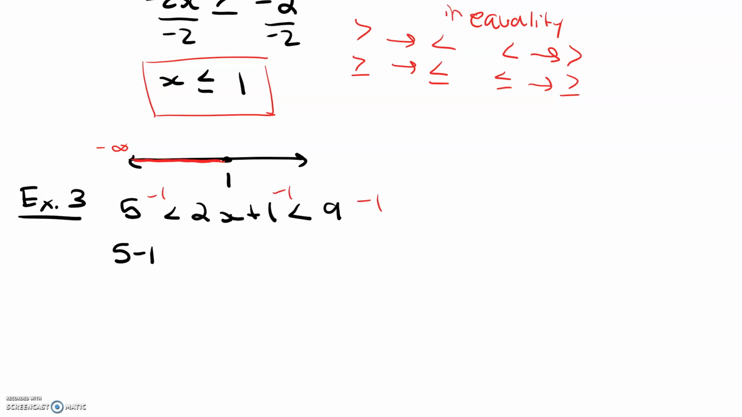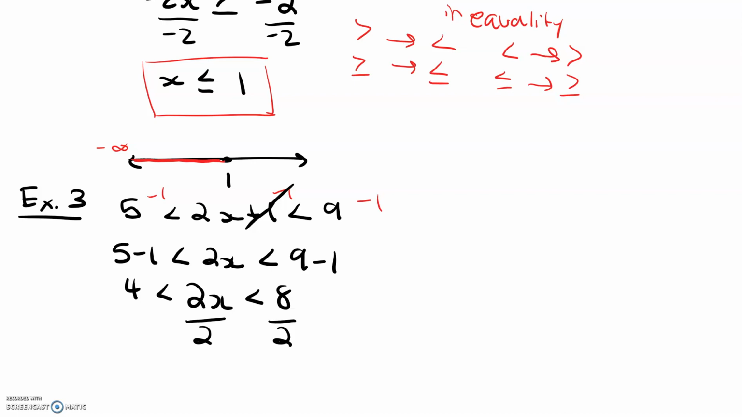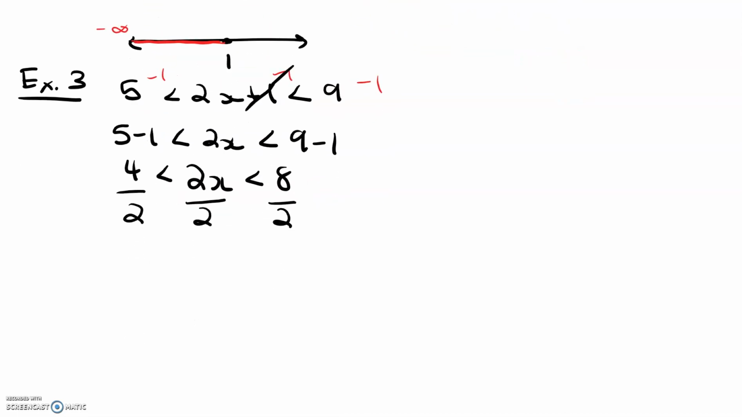So I get 5 minus 1, less than or equal to 2x. These cancel. 9 minus 1. If I simplify that, I get 4 is less than or equal to 2x, less than 8. Okay, so now I'm going to want to divide out this coefficient of 2, and I'm going to divide on my right side and then on my left side as well. So go ahead and do this. When I do this, I get 2 is less than or equal to x, less than 4.